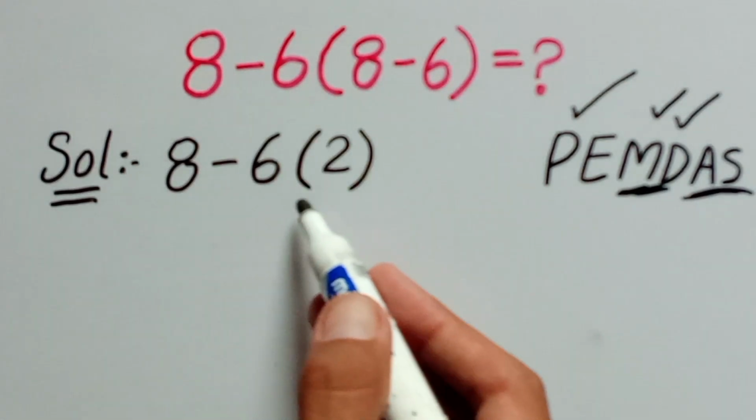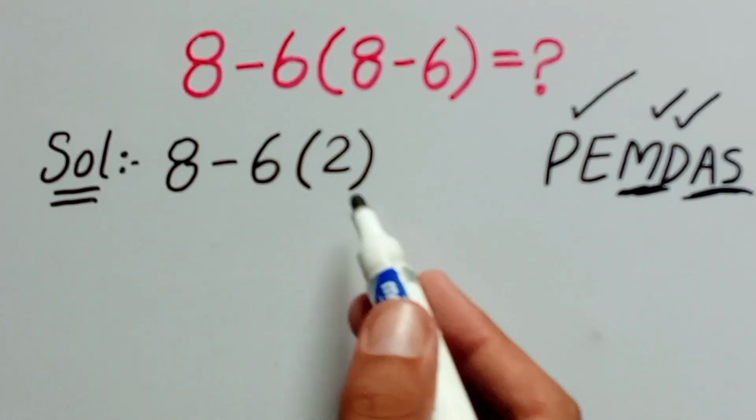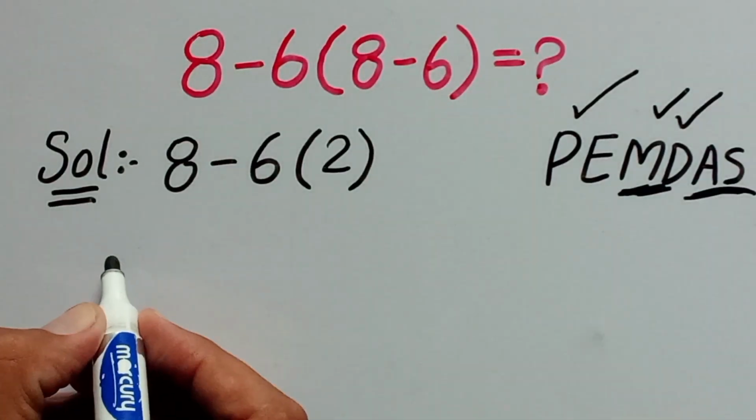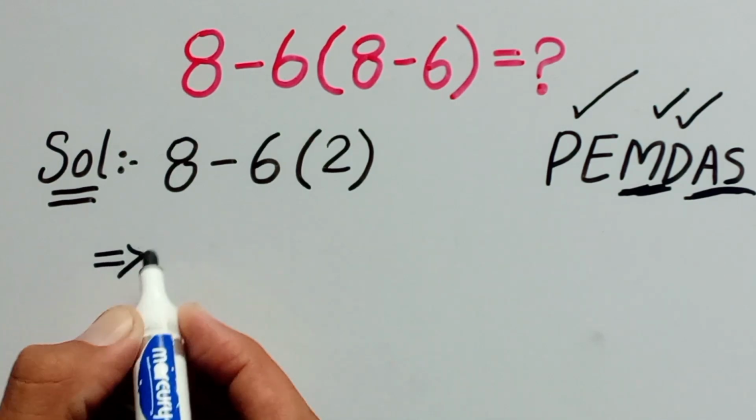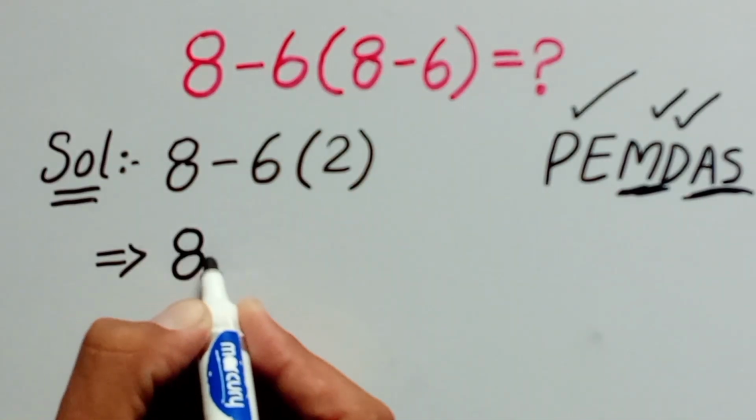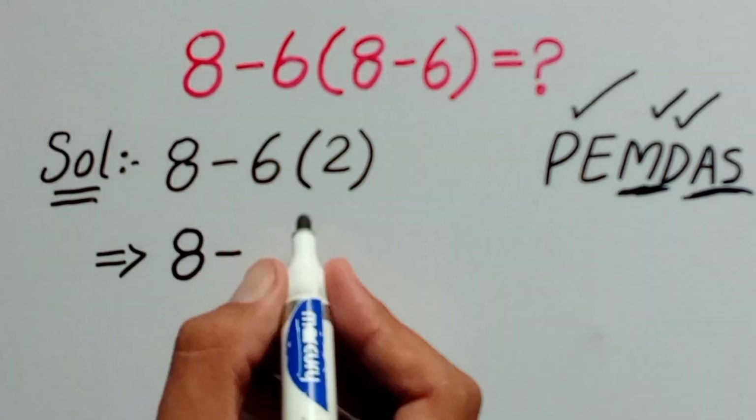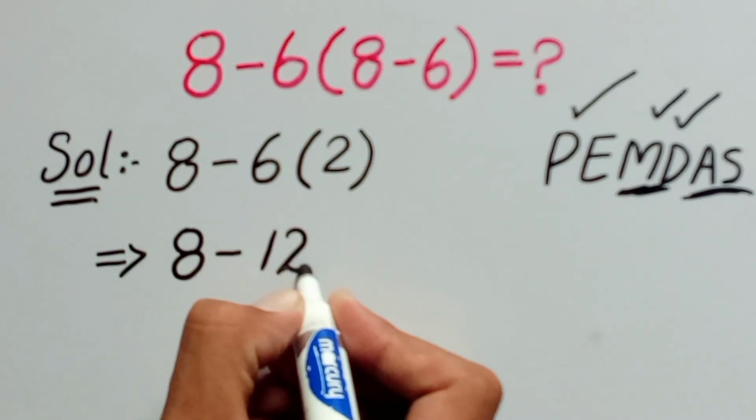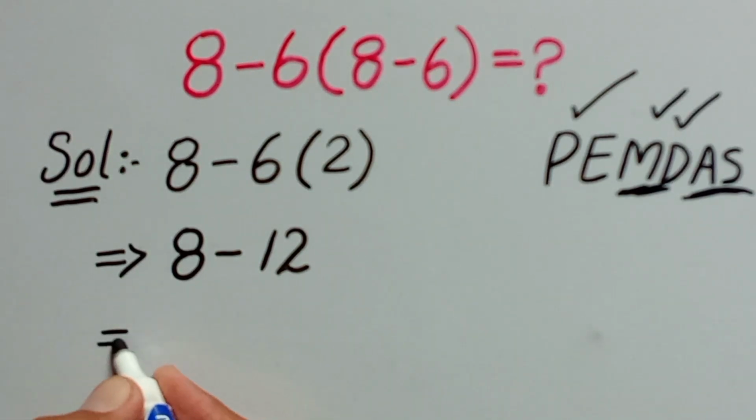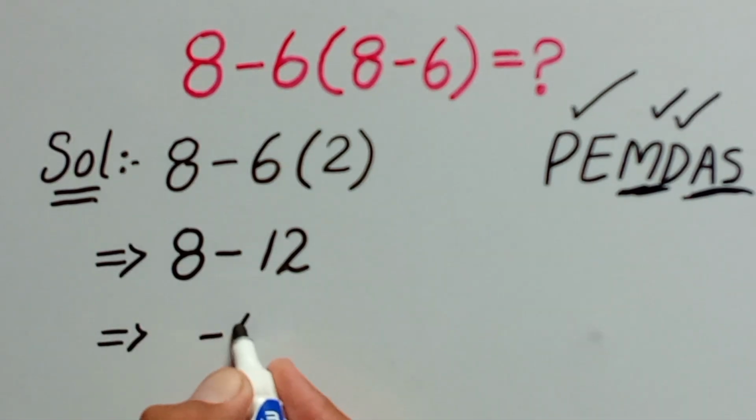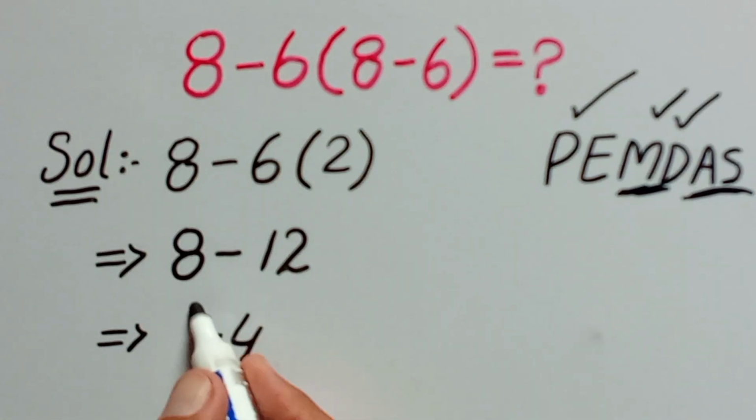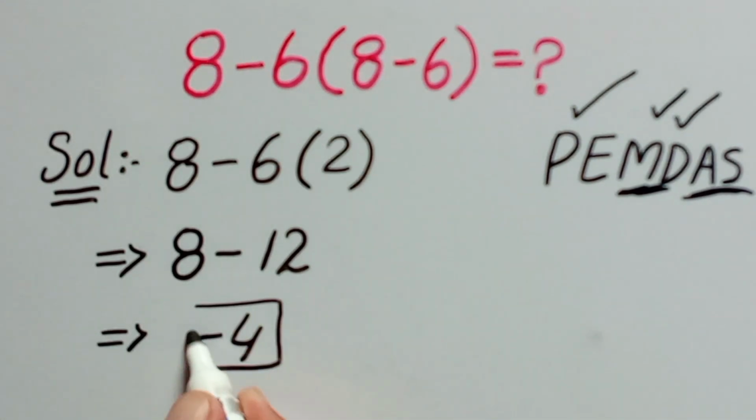So here multiplication is before subtraction. So our next step is 8 minus 6 times 2 equal to 12. So 8 minus 12 equal to minus 4. This is the final answer of this question.